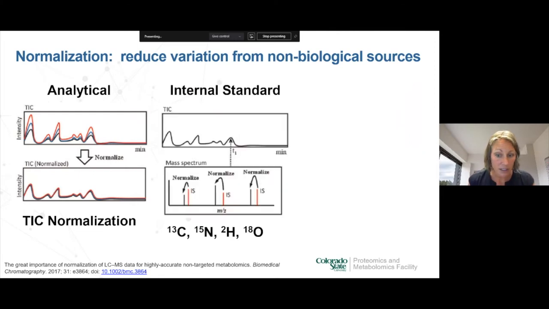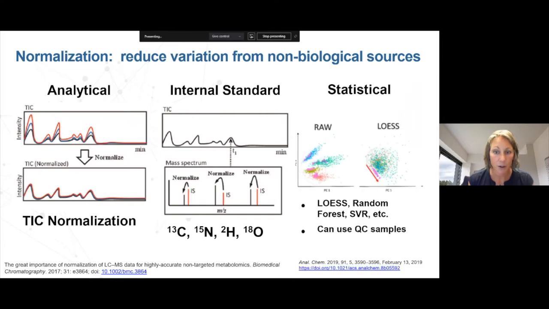So another approach is the use of internal standards. This can be, again, a single internal standard or a panel of compounds. And these internal standards could be non-endogenous peaks or compounds, or they could be stable isotope labeled internal standards. And then a third approach would be a statistical approach.